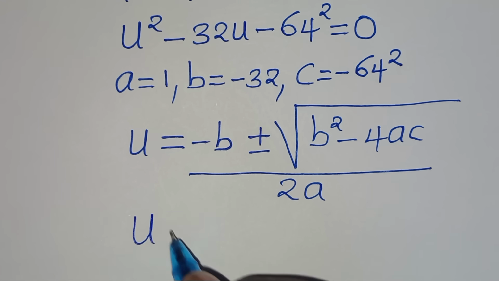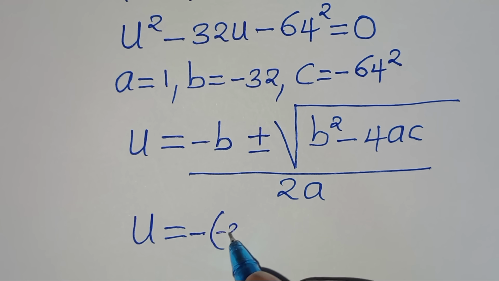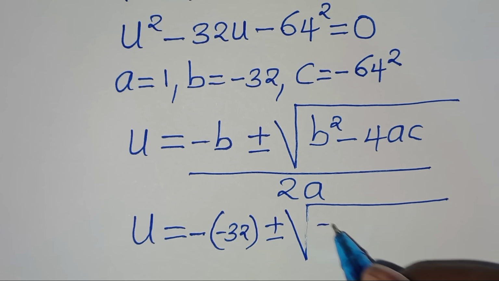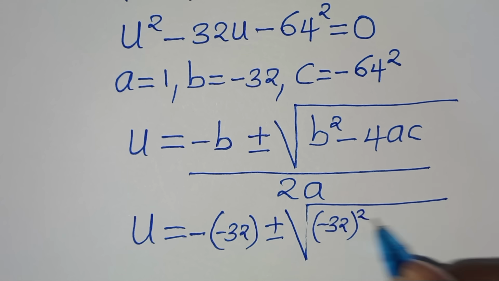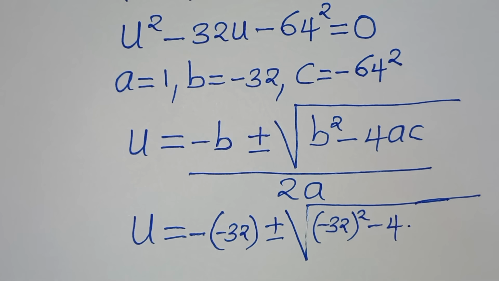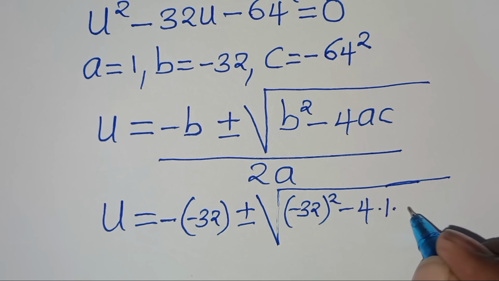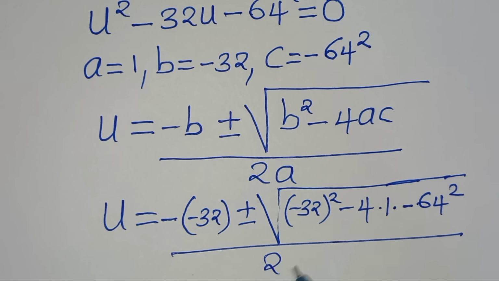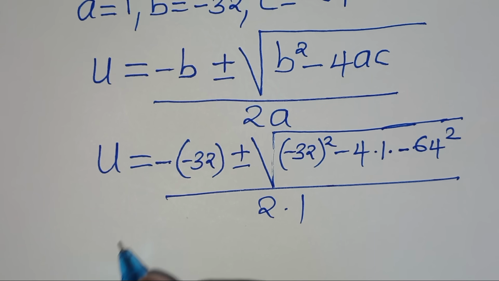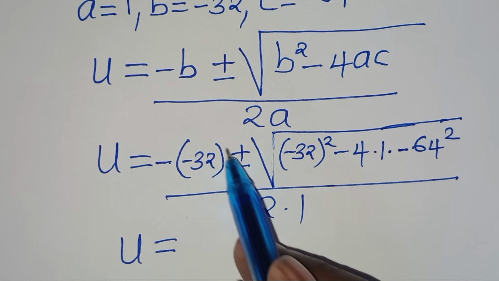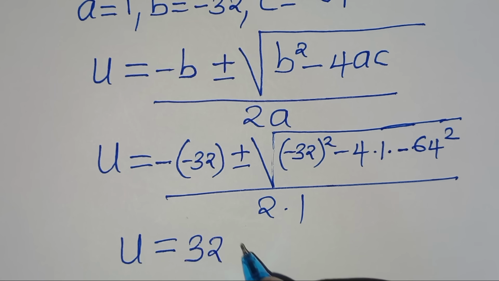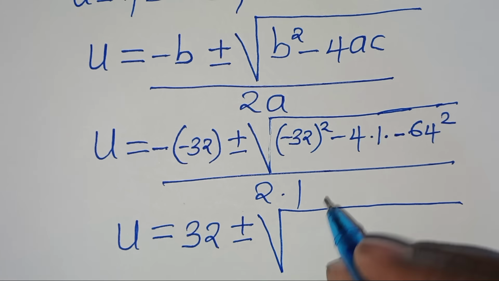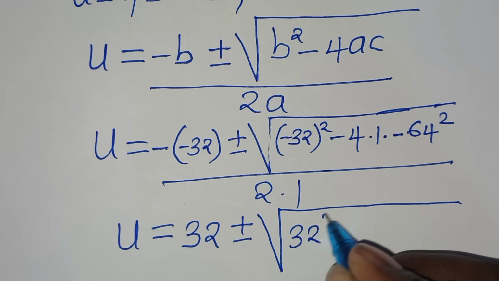So this implies that u is equal to negative times negative 32 plus or minus the square root of negative 32 raised to the power of 2, subtract 4 times, we have the value of a is 1, then times c, which is negative 64, all divided by 2 times 1. So u is equal to negative times negative 32. This is 32 plus or minus the square root of negative 32 to the power of 2. This is 32 raised to the power of 2.